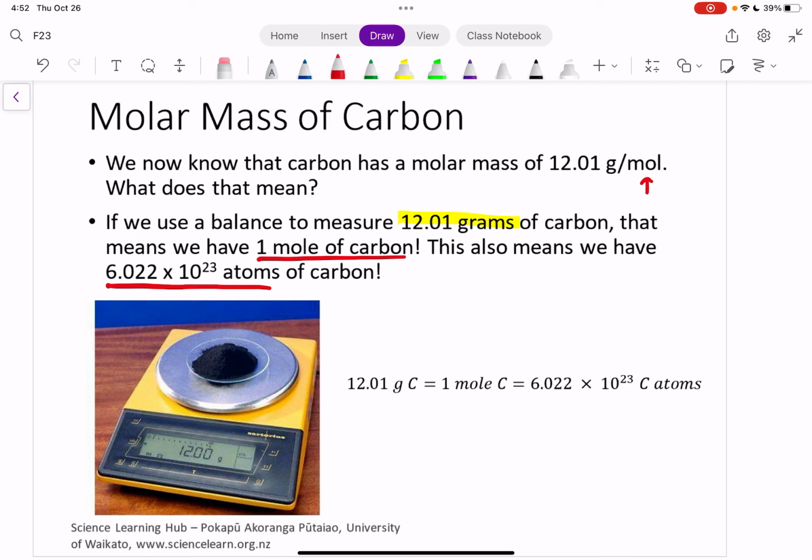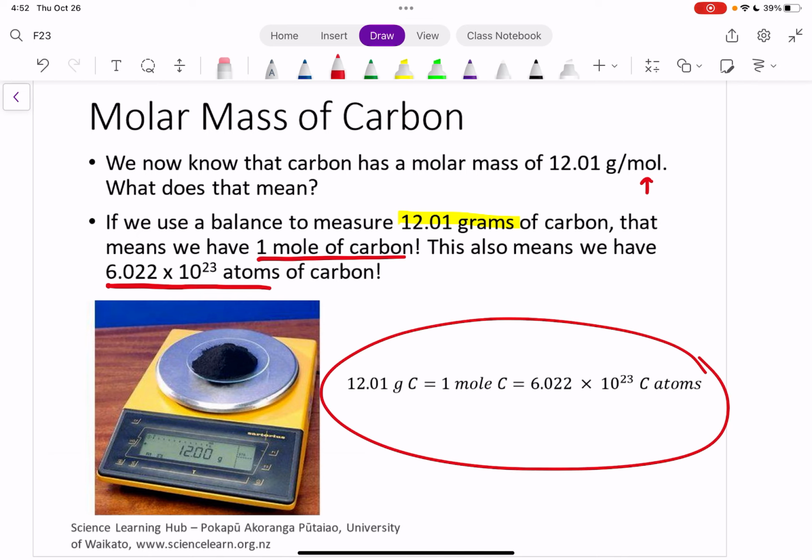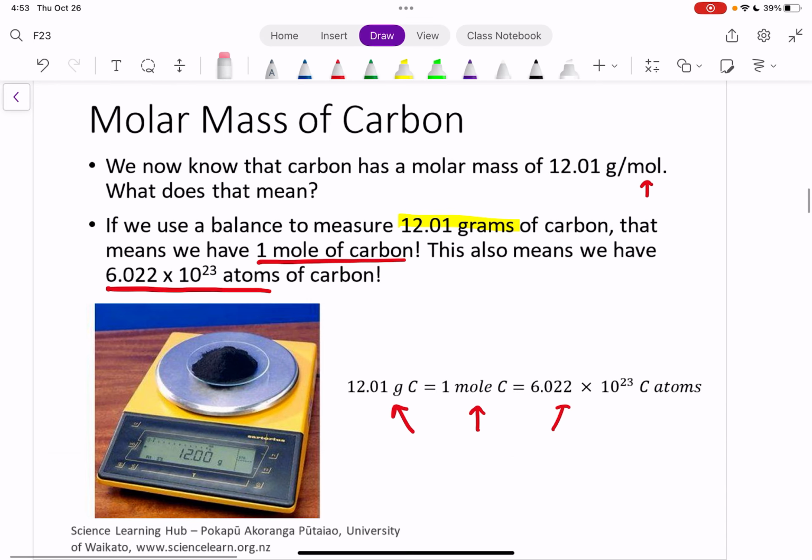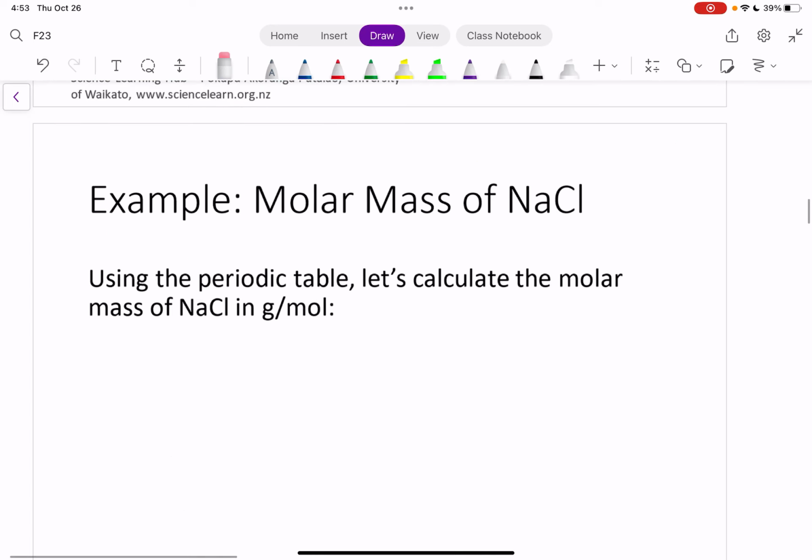So we can write an equality based on all of those relationships, right? That in 1 mole of carbon, there are both 12.01 grams of carbon and 6.022 times 10 to the 23rd carbon atoms, all within that 1 mole. And this is really useful in chemistry for lots of different reasons that we'll get into in a little bit.